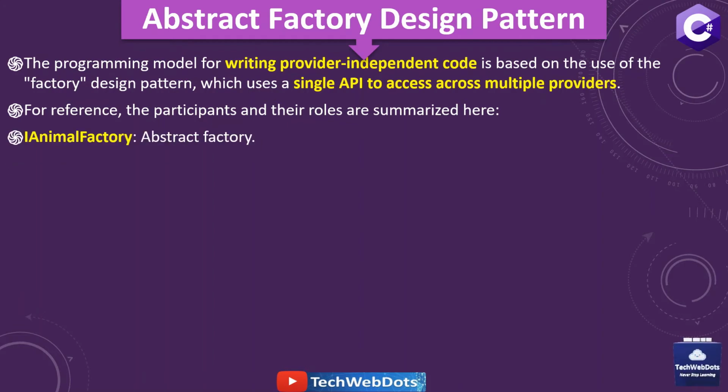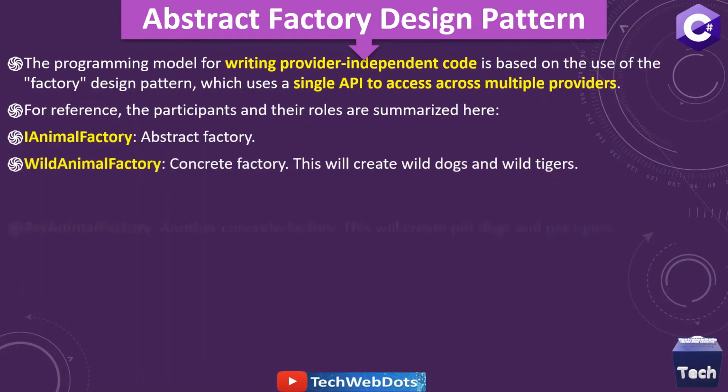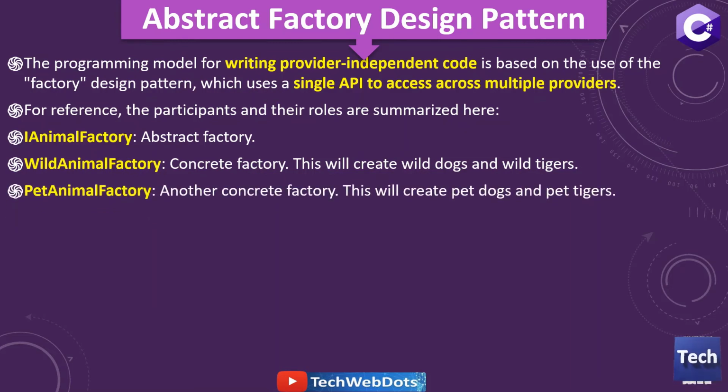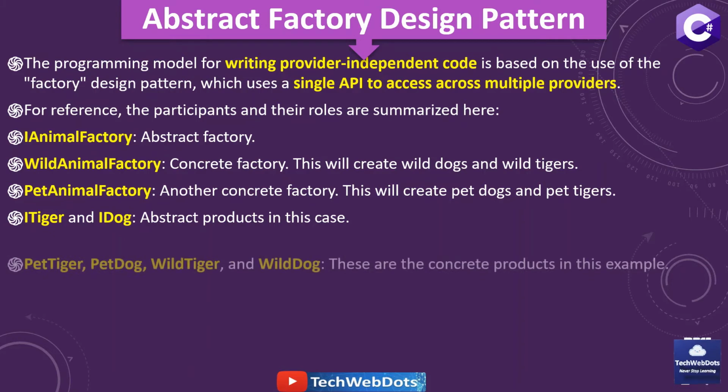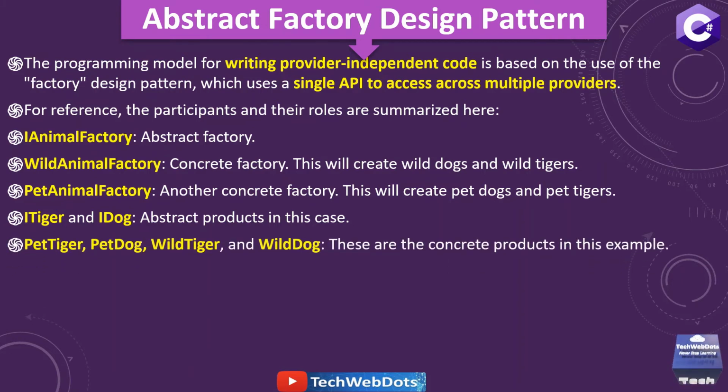For reference, the participants and their roles are summarized here. The iAnimal factory that we have just seen is called the abstract factory, and the two further factories, the wild factory and the pet animal factory, are called the concrete factories. And when we say iTiger and iDog, those are the abstract products in that case, and pet tiger and pet dog, wild tiger and wild dog, these are the concrete products.